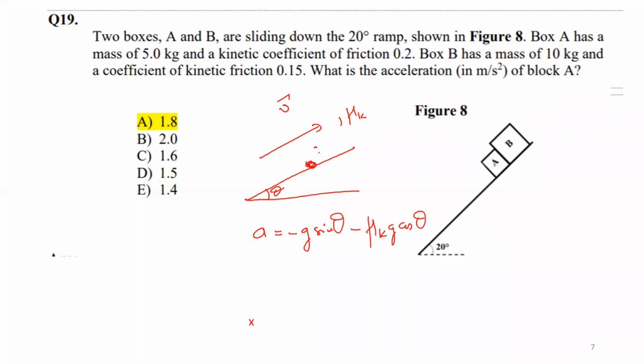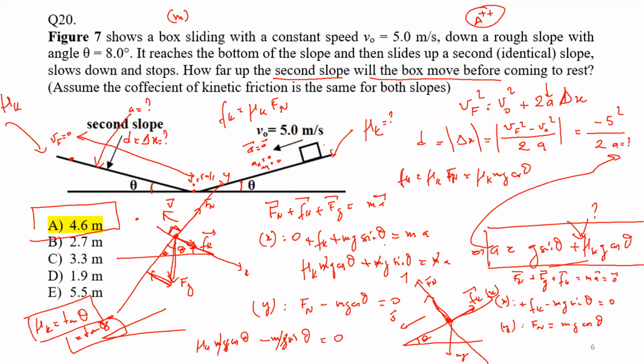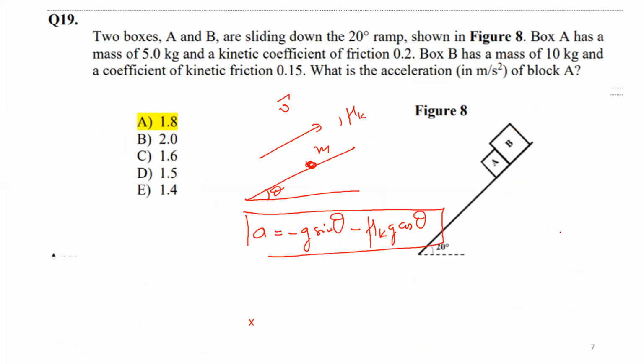So my object is here, it has a mass m. So this is the acceleration. And of course, in absolute value, it will be plus plus. Where is my acceleration? Yes, it's here. Okay. It's plus plus. So write down this.